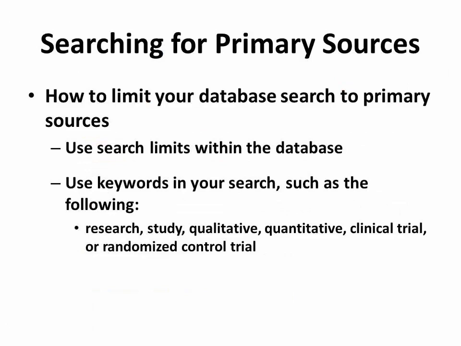Now that you know why research is important and what a primary source is, I should explain how to find a primary source. Some of our databases will allow you to limit to primary sources with the click of a button. With others, you can limit your search somewhat by using keywords such as clinical trial, randomized controlled trial, research, or study to help narrow the search to primary sources, but it is not foolproof. In addition, if you're looking for quantitative or qualitative research specifically, you can also use those words in your search.